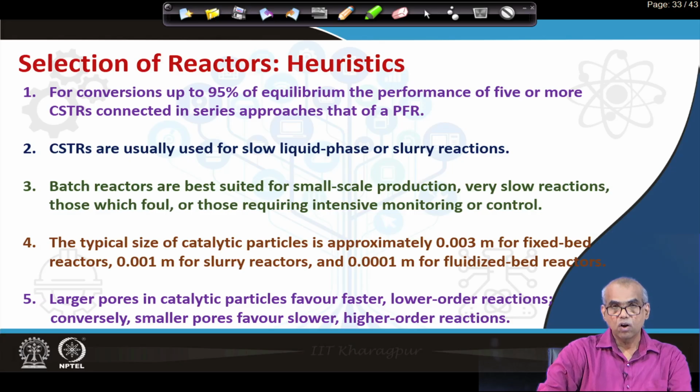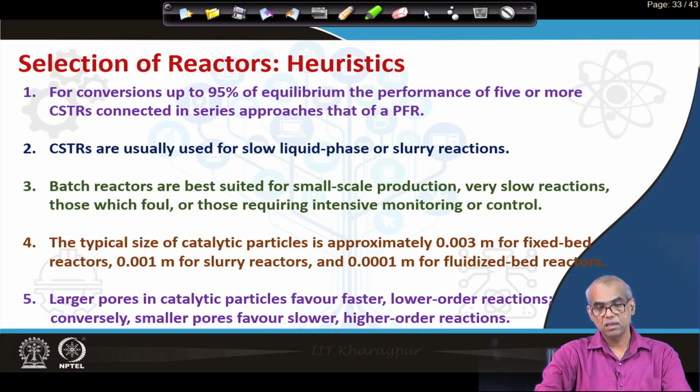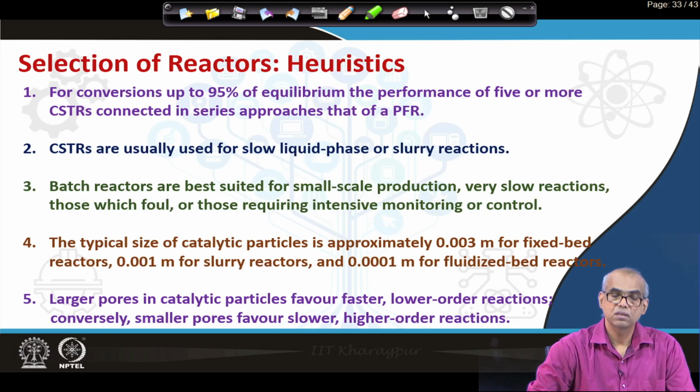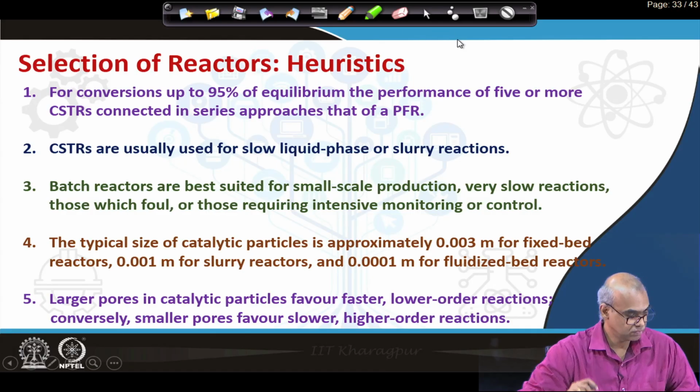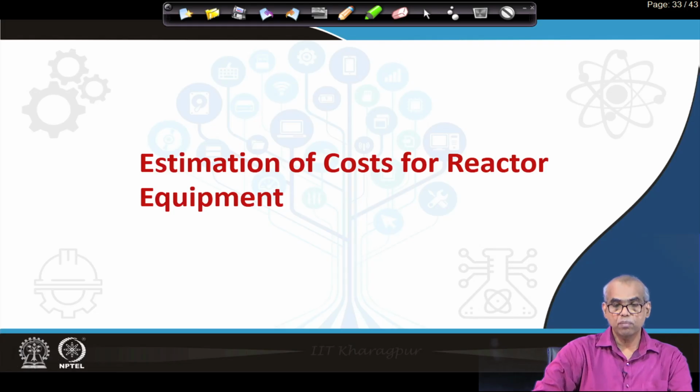The typical size of catalytic particles is approximately 0.003 meter for fixed bed reactors, 0.001 meter for slurry reactors and 0.0001 meter for fluidized bed reactors. Large pores in catalytic particles favor faster, lower order reactions. Conversely, smaller pores favor slower, higher order reactions. So, these are some heuristics for selection of reactors. Now, we will briefly talk about estimation of cost for reactor equipment.